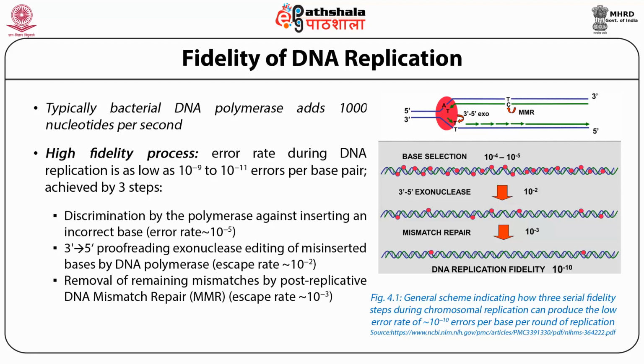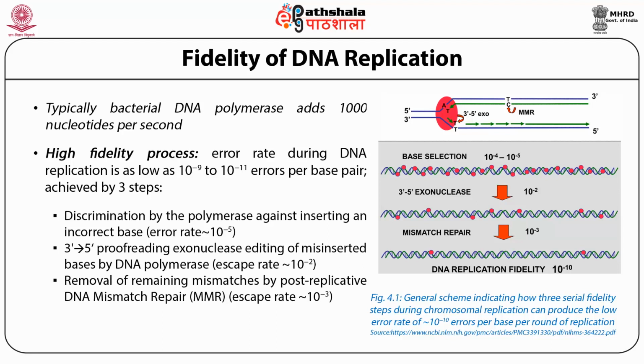The bacterial DNA polymerase replicates at a very rapid rate by adding nearly 1000 nucleotides per second. Yet, in spite of this high speed and also in spite of the fact that it's a very primitive creature, isn't it really interesting to know that the error rate of DNA replication is as low as only 10 to the power minus 9 to 10 to the power minus 11 per base pair replicated?